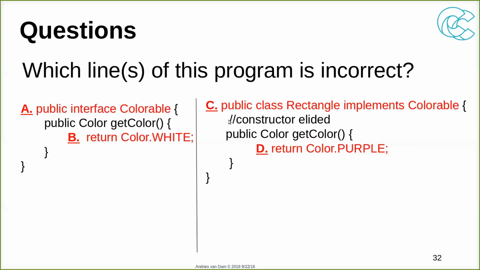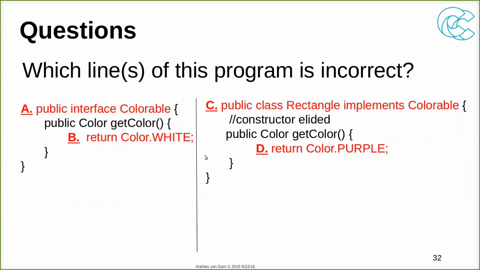Okay, so let's go over this question. Here, identify the lines that are incorrect. Let's say you declared the interface, and this interface has just one method, which is getColor. It is a Colorable interface, and it has one method called getColor. Now you have a class that implements this Colorable. Are there any volunteers? Do you think this program is correct?